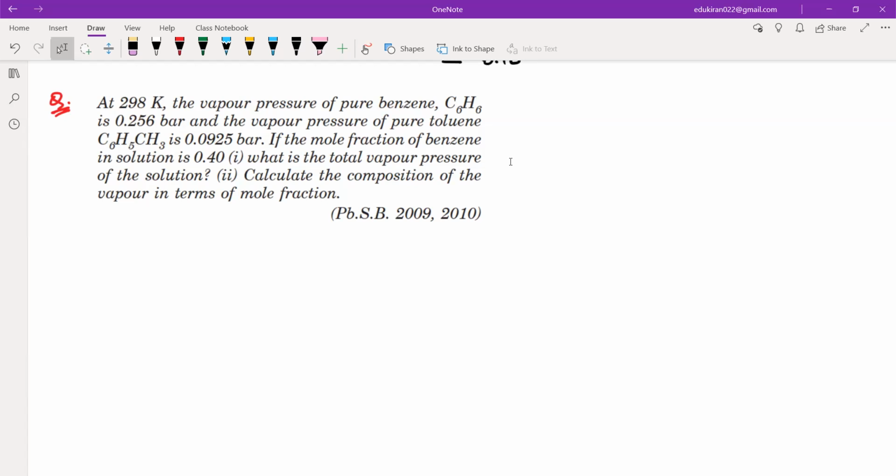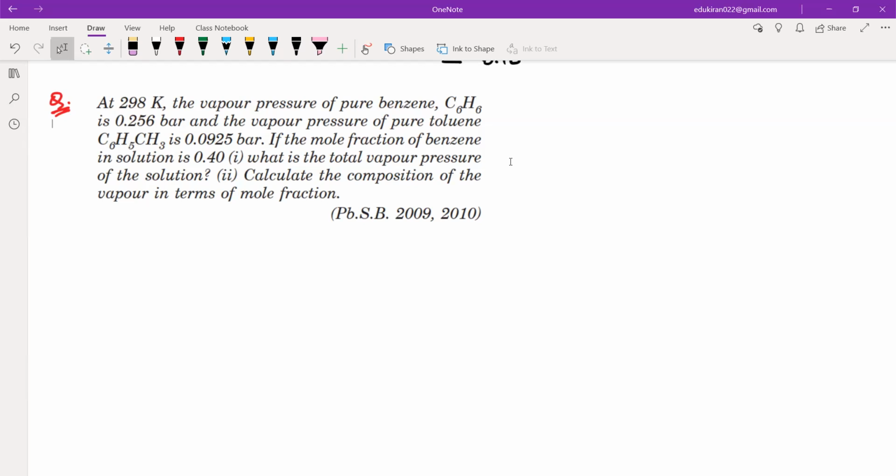At 298 Kelvin, the vapor pressure of pure benzene is 0.246256 bar. Vapor pressure of pure toluene is equal to 0.0925 bar. So the P0 for benzene and toluene is given. Now they have also given the mole fraction of benzene in the solution. If you have been given the mole fraction of one of the components, you can easily find the mole fraction of the other component by using chi A plus chi B is equal to 1.